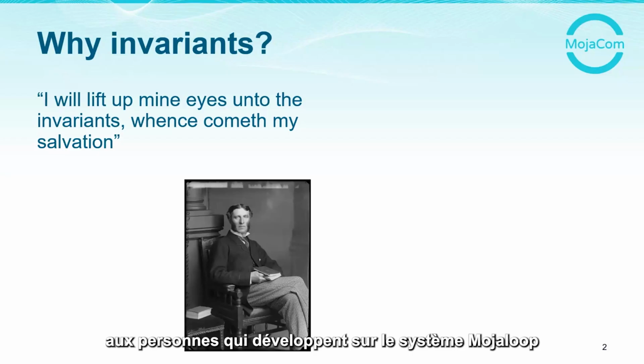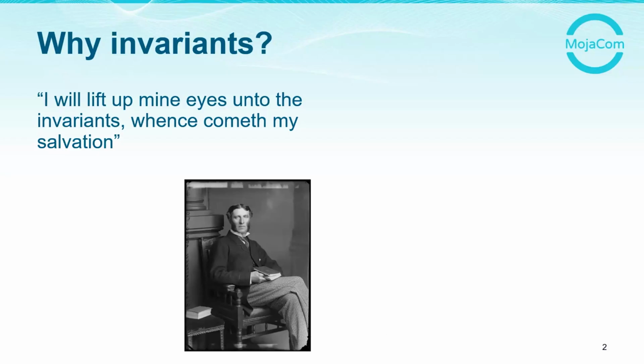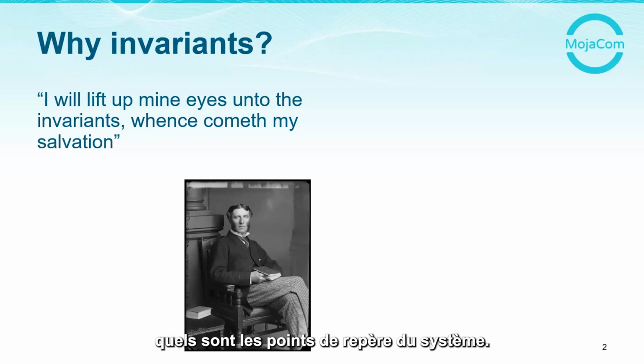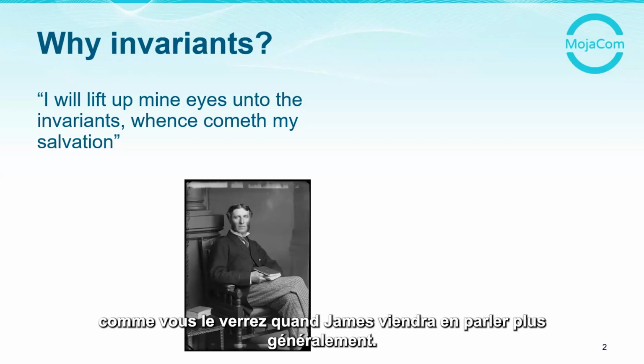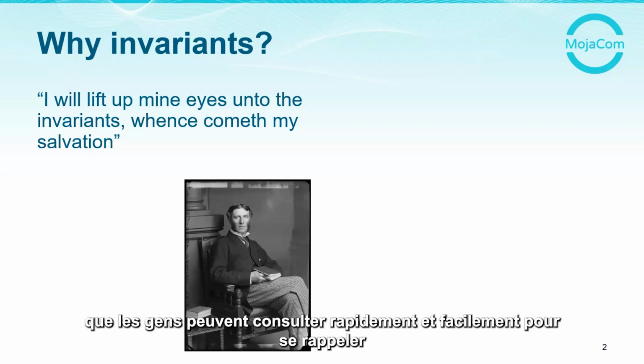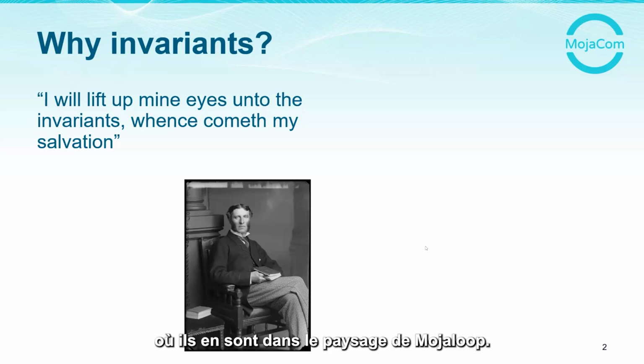to people who are developing in the MojaLoop system, something that they can look at quickly and easily to remind them what the orienting points of the MojaLoop system are. And these are technical orienting points, as you'll see when James comes to talk about them in general. But it's important to be able to have something which people can look at quickly and easily to remind themselves whereabouts in the MojaLoop landscape they are.